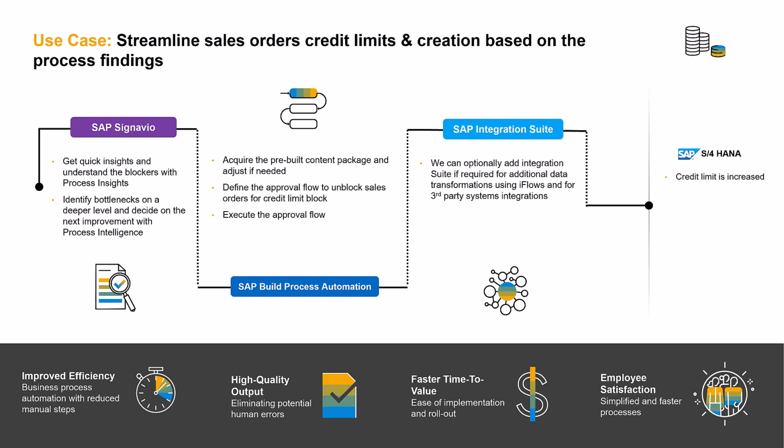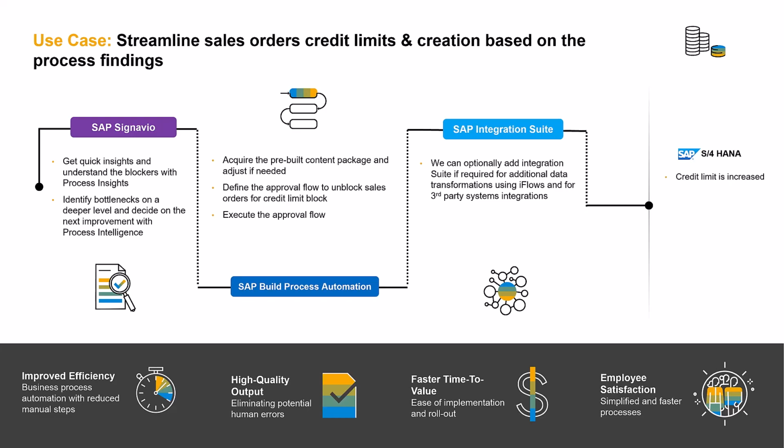In addition to that, we can also optionally add the integration suite whenever that is needed, say for some third-party systems integration or for some additional data transformation that you might want to do. But it's not actually part of this scenario as of now. Of course, it can be there. And if you see the benefit, we can also use it for the iFlows, for the API management, for the third-party system integrations. In this case, the target would be that the credit limit is increased in the S/4HANA system.